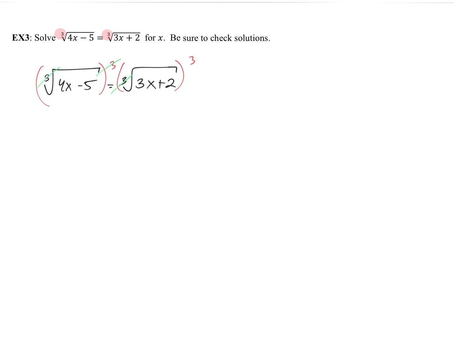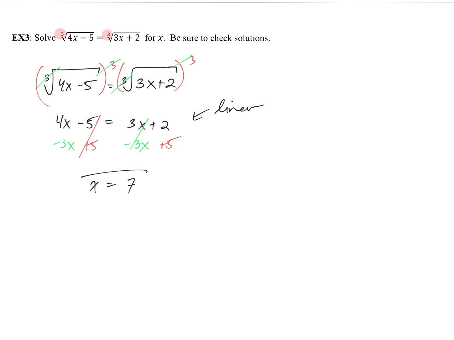Okay, and those 3's cancel each other out. Nice and easy peasy. 4x minus 5 equals 3x plus 2. And look at that. We have a beautiful linear equation, which means we'll isolate x. So minus 3x on both sides. Add 5 to both sides. And we get x equals 7.